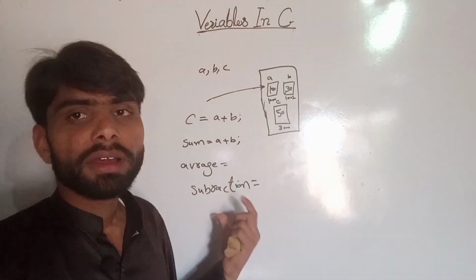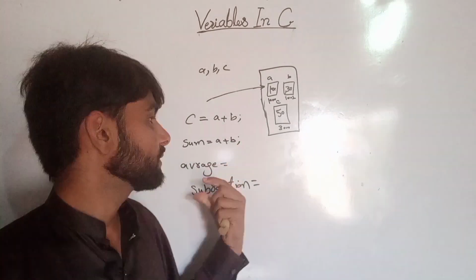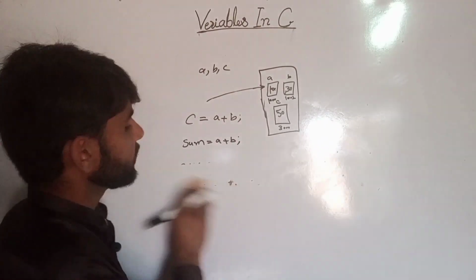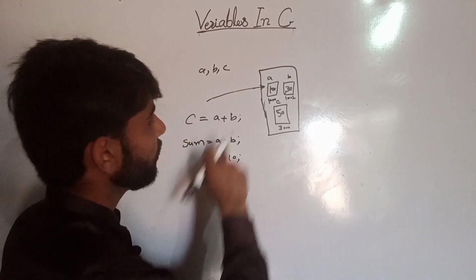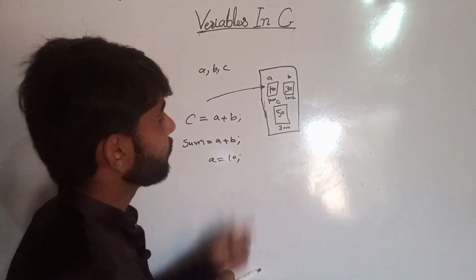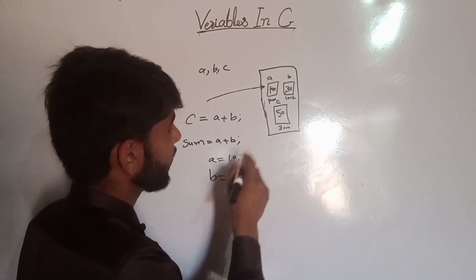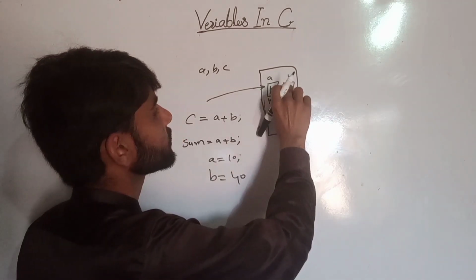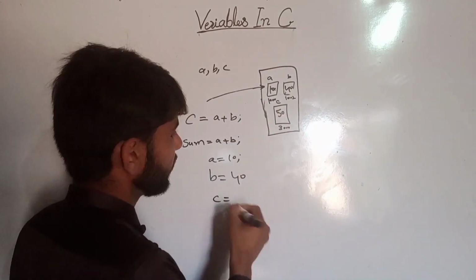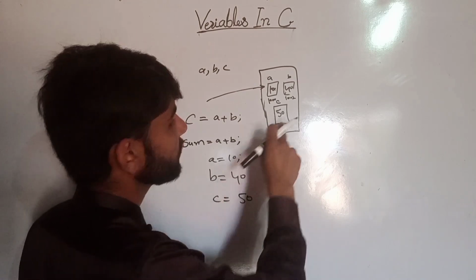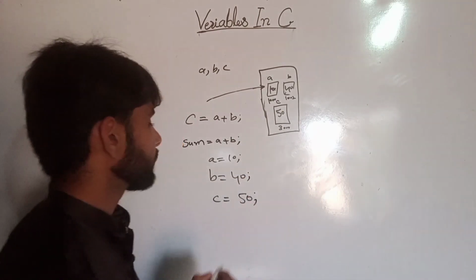So variables are always needed for computational tasks on values, so the programmer can easily access these values from the memory. How do we give a value? If I write a as 10, then 10 is assigned to that variable. If I write b as 40, then 40 will be stored in the memory. And if I write c as 50, then 50 will be stored in the memory. In this way we store data into the variable.